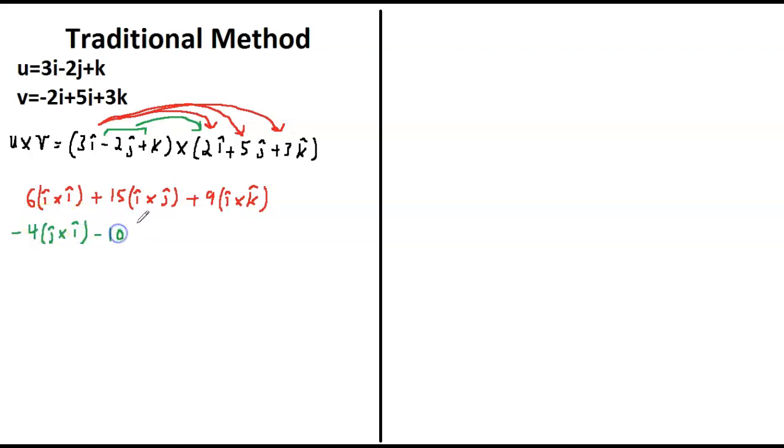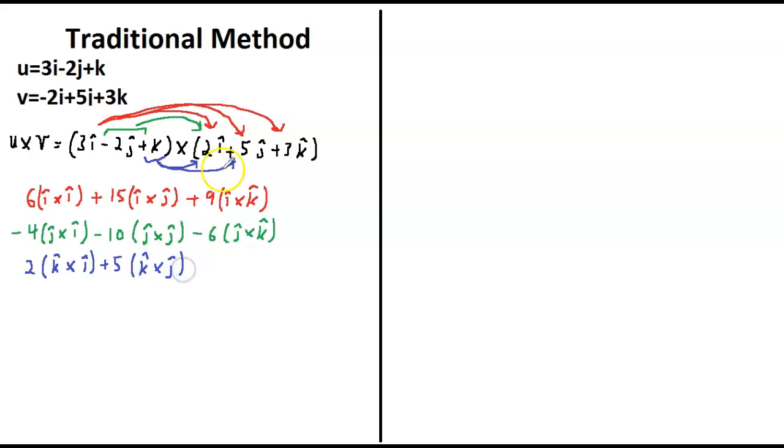Sorry, j cross i. And we distribute it now to the 5j, which gives us negative 10j cross j. Distributing it to the 3k gives us negative 6j cross k. Now let's distribute our just k. So k to our 2i gives us 2 times k cross i. Then our k to our 5j gives us 5k cross j. And our k to our 3k gives us positive 3k cross k.